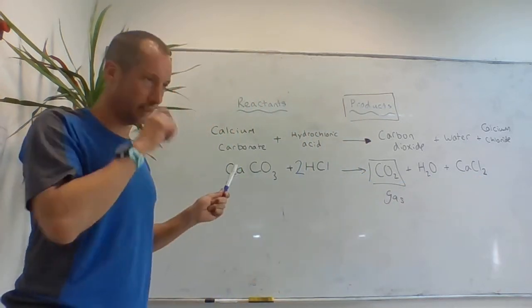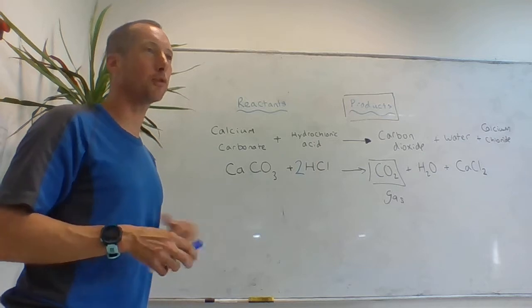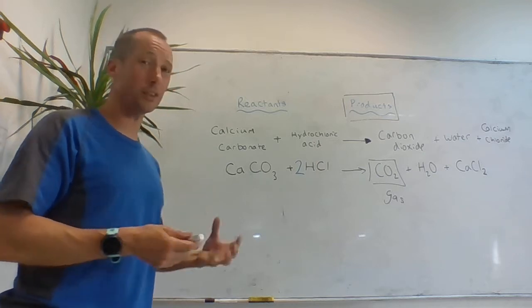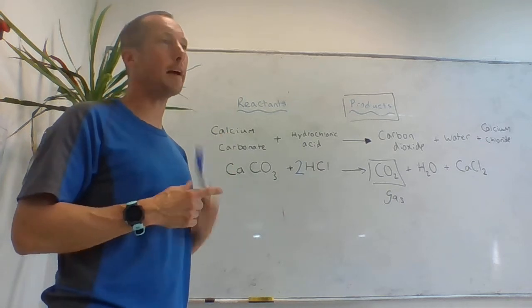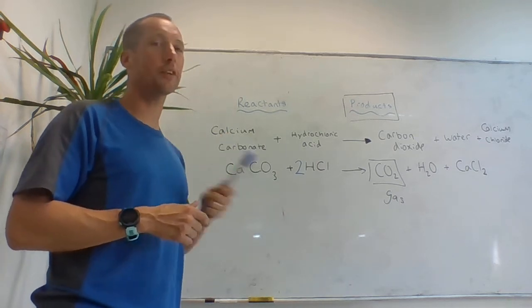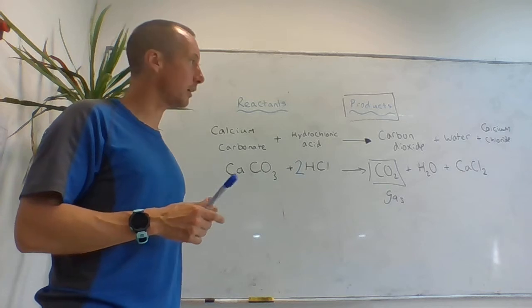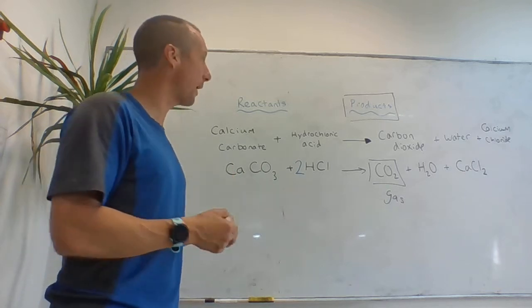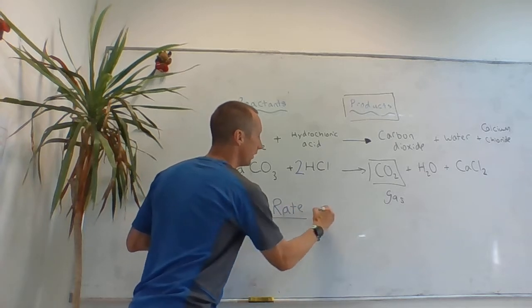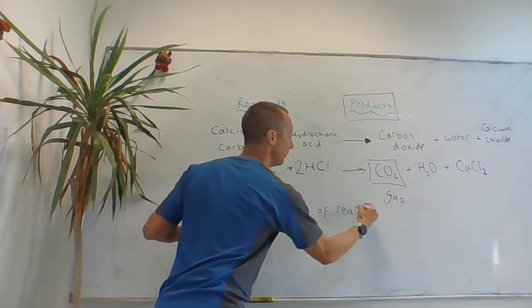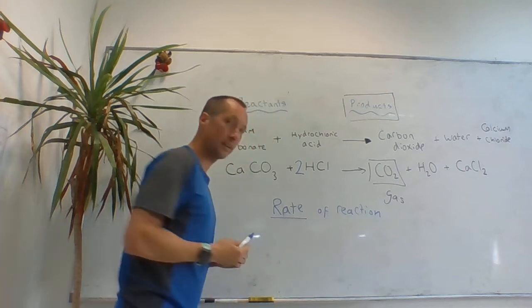Okay, so we're going to carry out this experiment. I'm going to show you a couple of ways in which we can do the experiment. It's not just to do the experiment and see, oh yes, we've got carbon dioxide. We need to measure the quantity of gas that we produce in a certain amount of time in order to tell us about the rate of reaction. That's going to be the important thing here. The rate of reaction. Rate meaning how quickly it happens, okay?